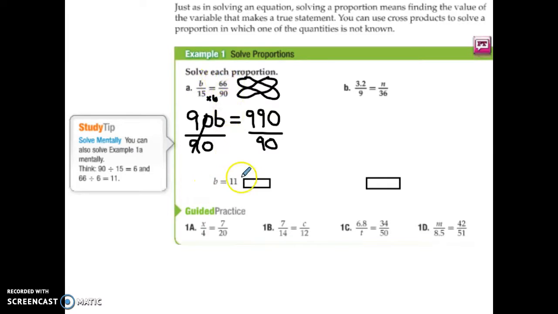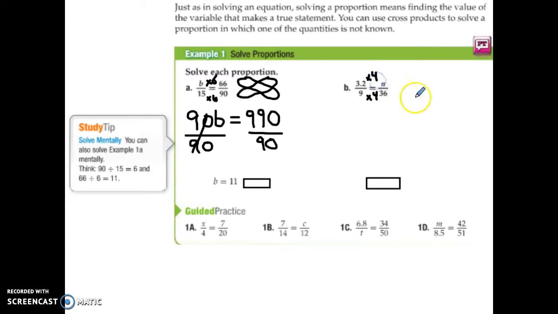So I can get to my answer maybe a little quicker. I still have to show my work of what I'm multiplying by to get there, but it all works out. 66 divided by 6 gives me 11. With small numbers, if we can do it mentally, it works, but we still have to show our work. Over here, let's do this one mentally. 9 to 36. What do I multiply 9 by to get to 36? Multiply by 4. 9 times 4 is 36. So I do that to the top and the bottom. I've got to do it to both.